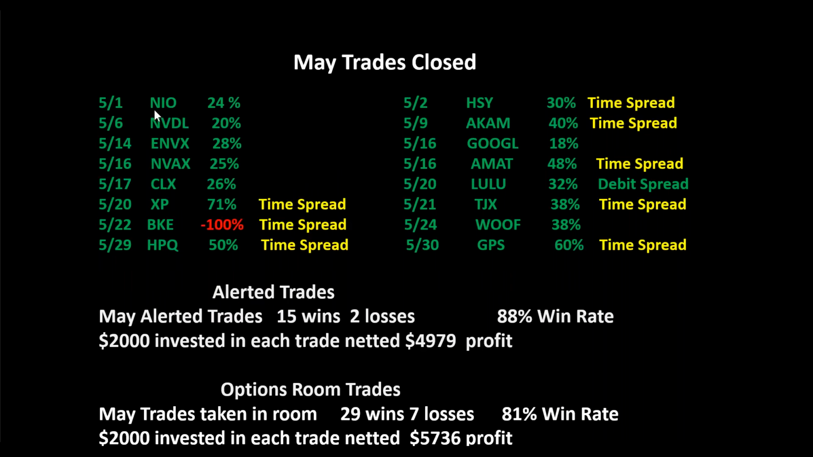Okay, this was our May trades. We did some time spreads on stocks that had earnings, but again, 24, 20, 28, 25, lost on BKE. This was a time spread where the stock jumped crazy. They had some news. But again, you can see the percentages remain about the same. Win rate stays typically between about 85 and 90% most of the time.